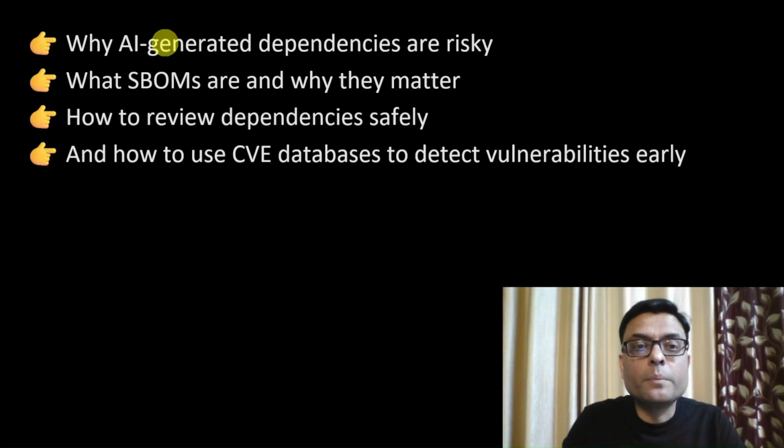In 2026, software supply chain attacks are one of the biggest security risks, and AI generated code makes this problem even harder. Today, we'll break down why AI generated dependencies are risky, what SBOMs are and why they matter, how to review the dependencies safely, and how to use CVE databases to detect vulnerabilities early. This is mandatory knowledge for any team using AI in production.